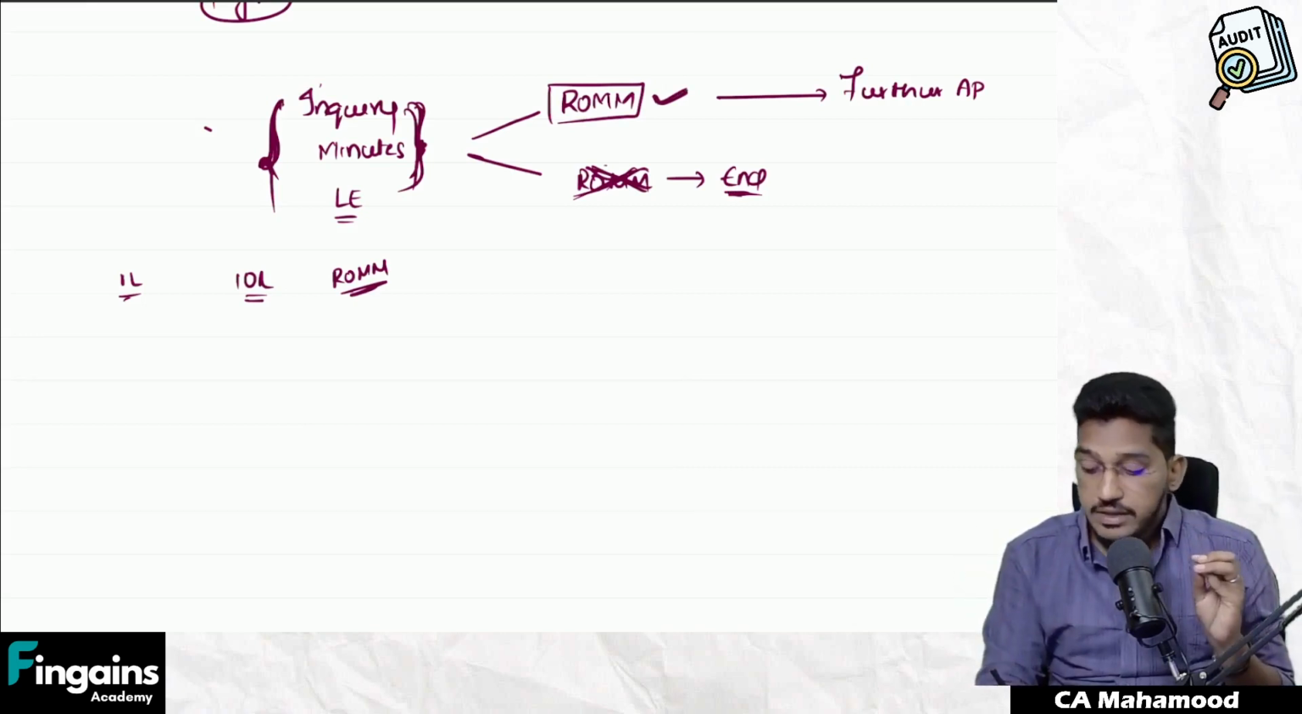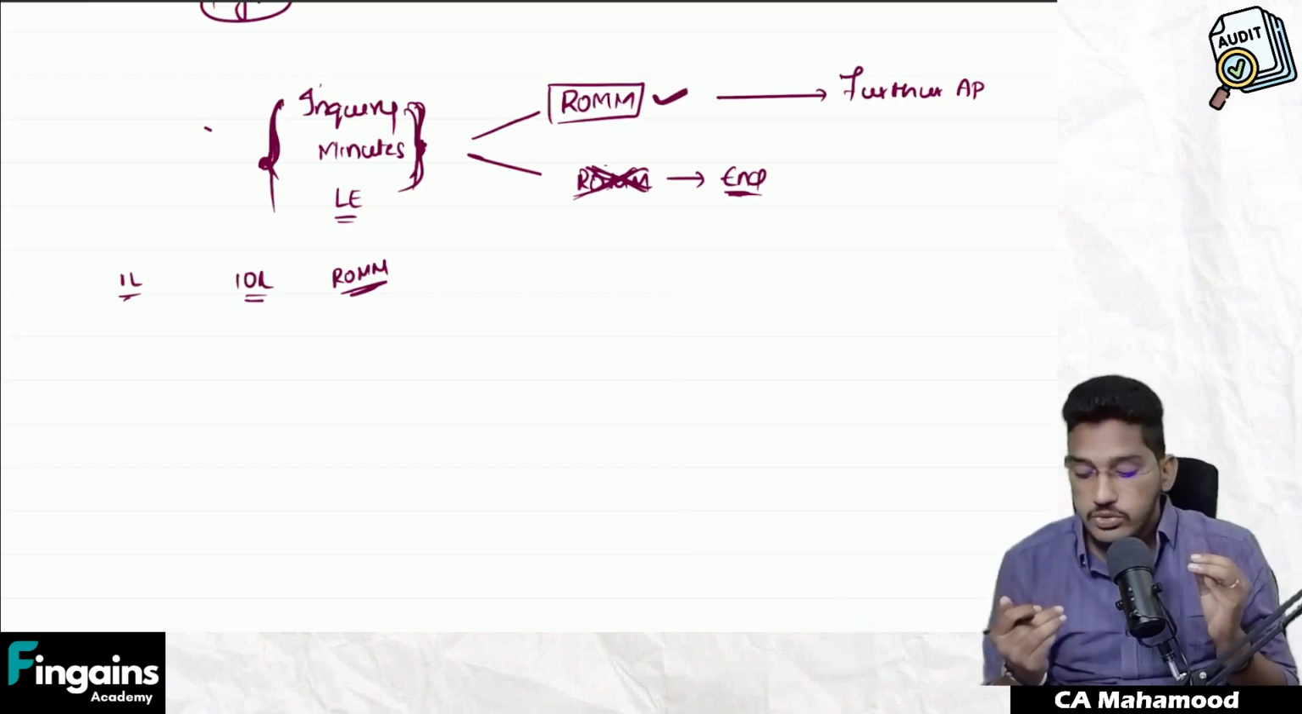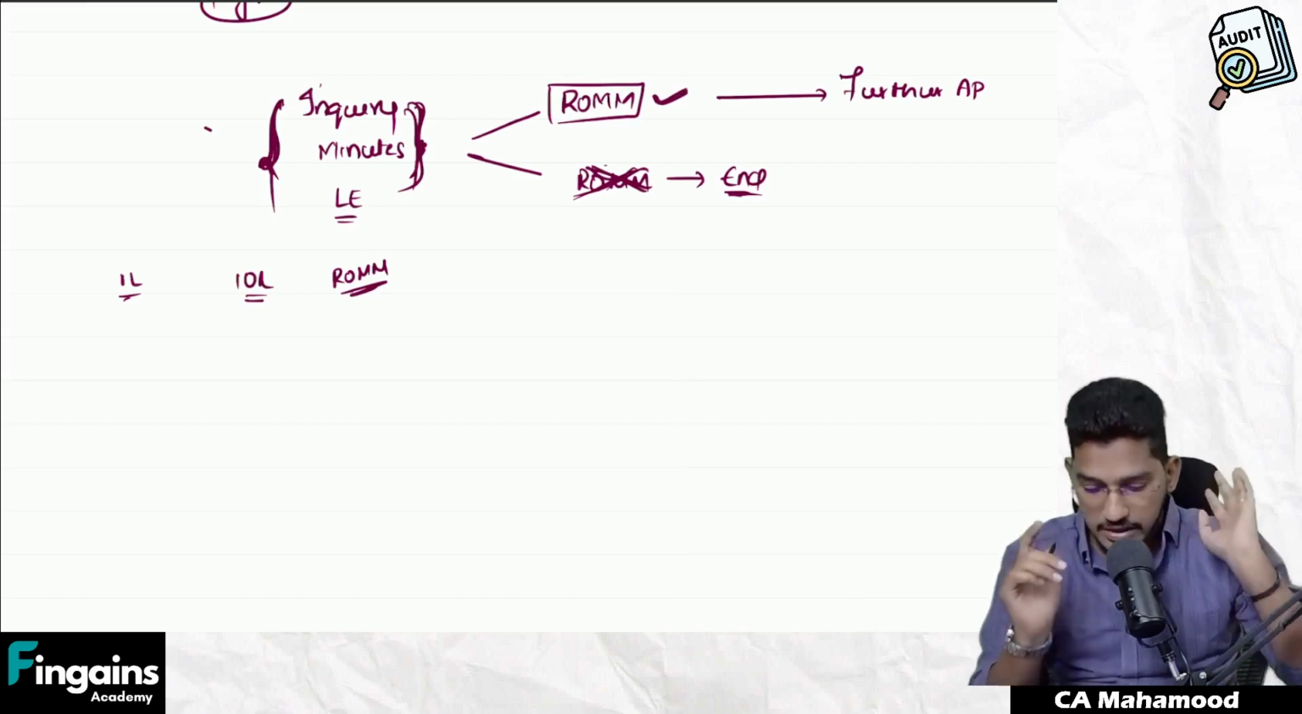But in case you find the risk of material misstatement, then you are supposed to perform some extra things which are mentioned in this standard. Sir, what should I do if I find a risk of material misstatement? Let us see now.